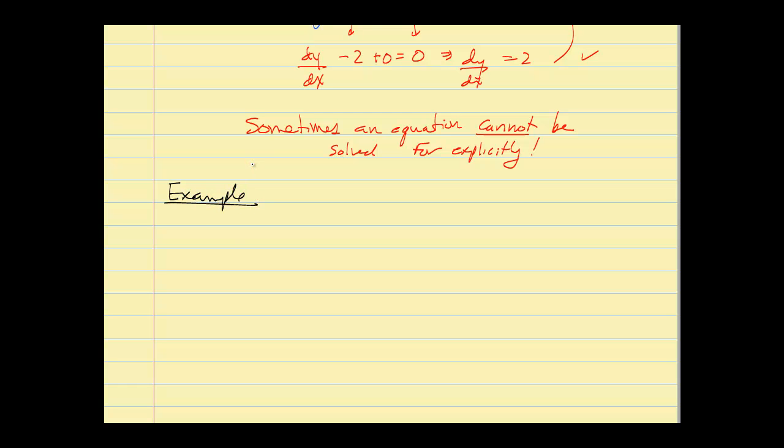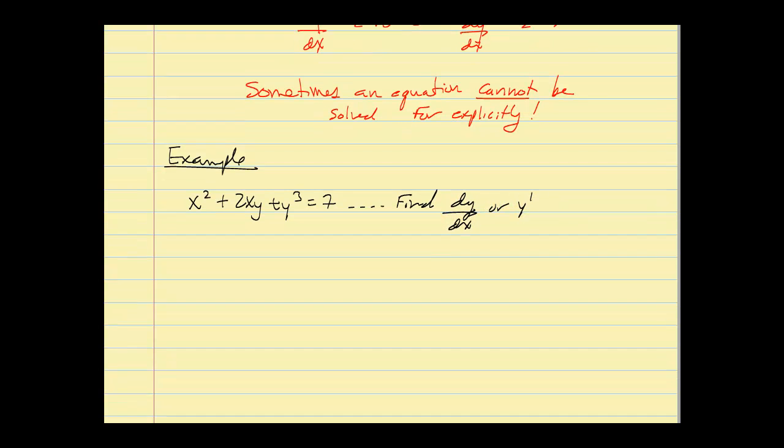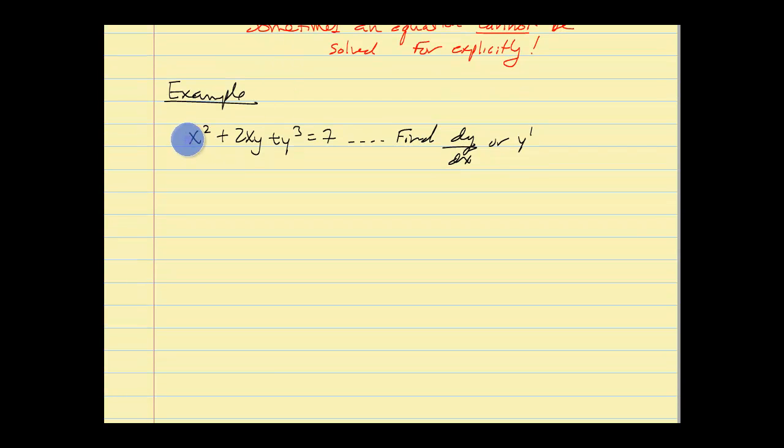In this particular example, let's look at the equation x squared plus 2xy plus y cubed equals 7. And I would like to find dy/dx or y prime, however you want to notate that. If we look at this expression, I can see pretty clearly that I cannot get x's alone to get x equals stuff only in terms of y, and I cannot get y alone to get y equals stuff only in terms of x. So I'm going to have to use implicit differentiation here.